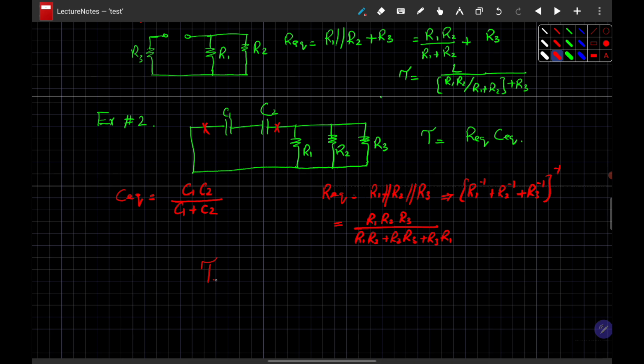So our total time constant becomes C1 C2 over C1 plus C2 multiplied by R1 R2 R3, all divided by R1 R2 plus R2 R3 plus R3 R1. This is our answer, and this is how we will solve our future numericals. As we move on, you will understand better.